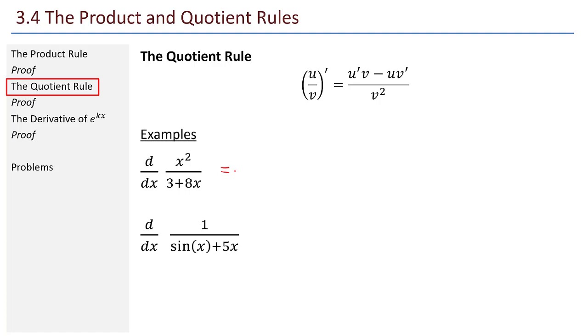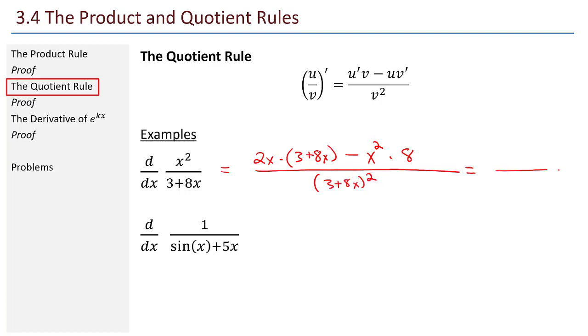So in this first example, I'll take the derivative of the top, 2x, times the bottom, so times 3 plus 8x, minus the top, x squared, times the derivative of the bottom. And the derivative of 3 plus 8x is simply 8. And then this is all over that denominator squared, 3 plus 8x squared.